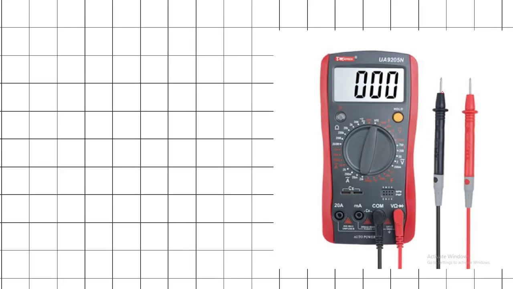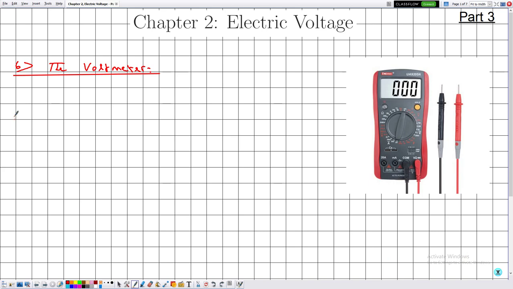Then on the right we have the voltmeter. What's the voltmeter? First, let me give the symbol of the voltmeter. The symbol of the voltmeter is given by V. V stands for the voltmeter. And the voltmeter has two terminals. One of them is distinguished by the name COM, as we shall see in the usage of the COM.